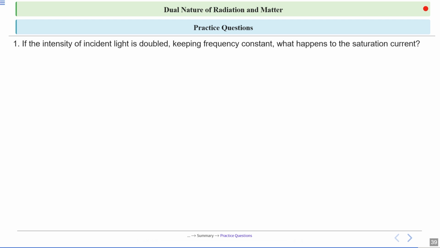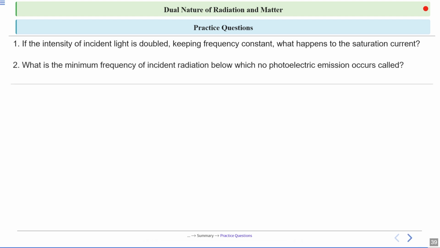Now we have some practice questions. First, if the intensity of incident light is doubled, keeping frequency constant, what happens to the saturation current? Second, what is the minimum frequency of incident radiation below which no photoelectric emission occurs called?